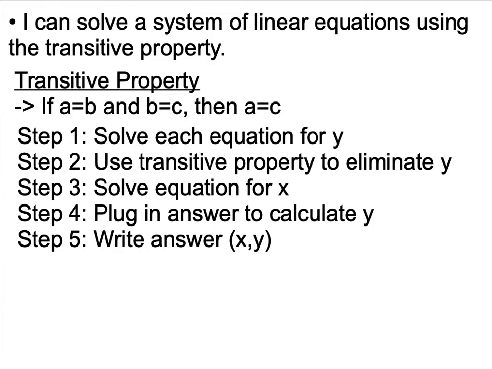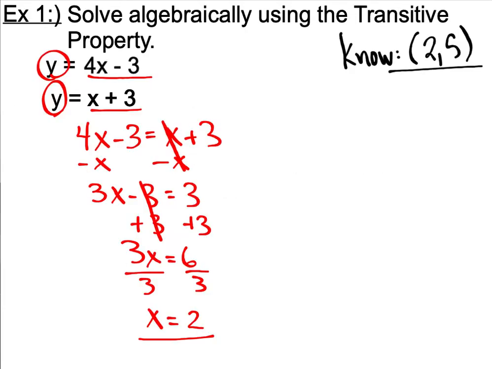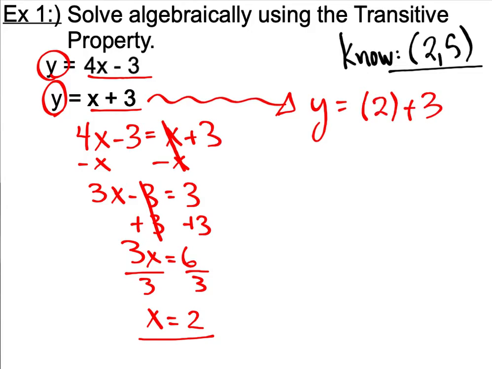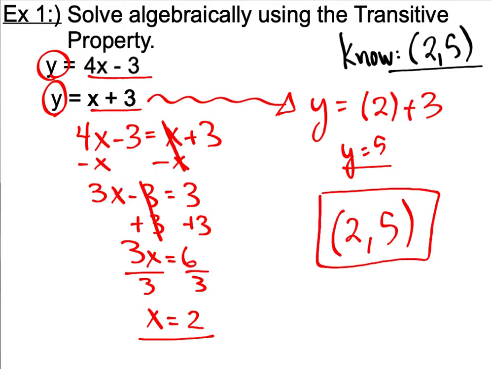Now we're going to do step 4 and figure out what y is. Since we know what x is, we can use either of these equations to find y. Because y equals x plus 3, I can plug in 2 for x and find out that y equals 5. Once I know that x is 2 and y is 5, I get my solution 2, 5. Notice it's exactly the solution we got from graphing. It's just a different method.